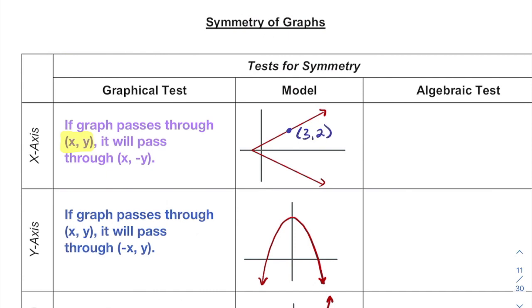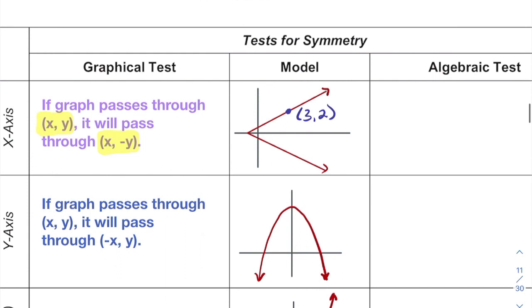So I pick a point that the graph passes through. If the graph passes through 3, 2, it's also going to pass through what we call x, negative y. So that means it will also pass through 3, negative 2. And if I think about that, 3, negative 2 should be right somewhere around here. And that would make sense.